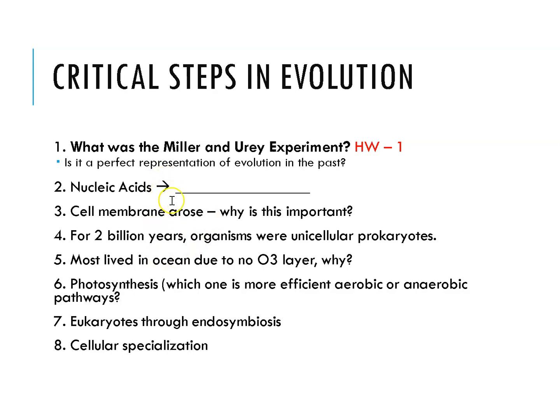Nucleic acids, DNA. So cell membranes arose. Of course, you can't maintain homeostasis if you do not have a cell membrane. So for 2 billion years, organisms were unicellular prokaryotes, which means without a nucleus. And so most lived in the ocean due to no O3 layer, because O3 layers give protection against UV light. UV would have killed, it's a very toxic environment. And so photosynthesis eventually arose through evolution. Again, this is according to evolution.